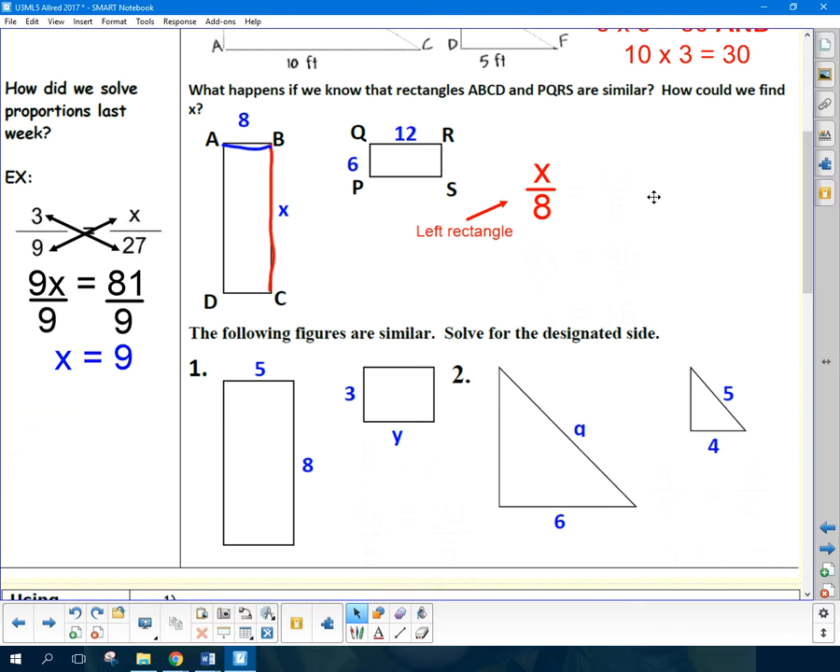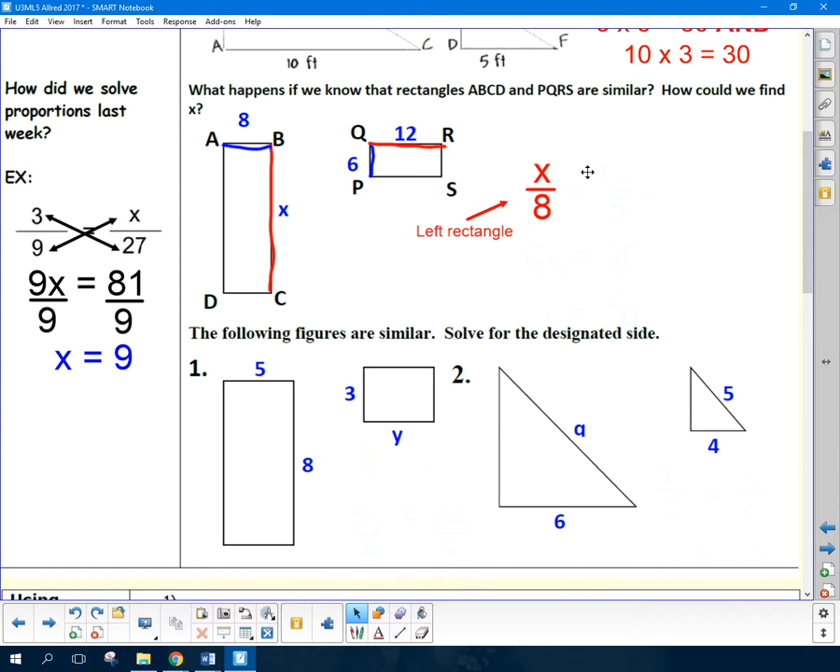The tricky part about that is that these two rectangles are facing in opposite directions. They look different. They're faced differently. But BC is corresponding to QR. If I were to turn this rectangle to the side 90 degrees to make it oriented the same way as this one, QR would be in the same place as BC, and QP would be in the same place as AB. So those are the corresponding sides.